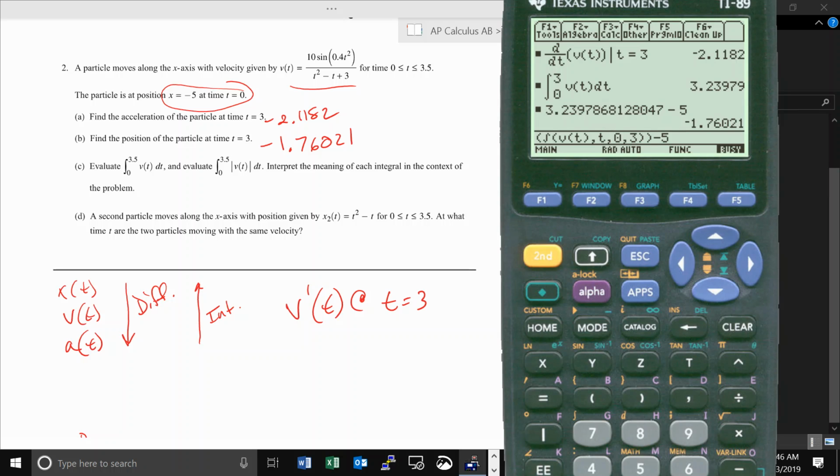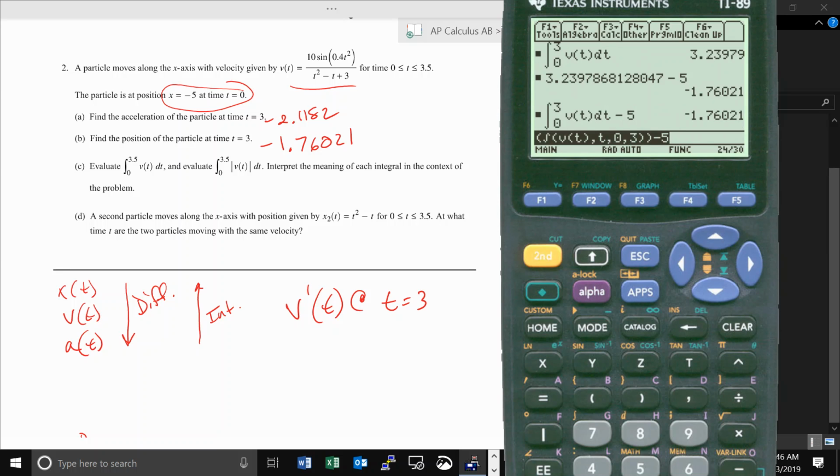So it's the integral between 0 and 3, and then you subtract 5, which is the initial position. See? You get the same thing. Oh, I got 3.23. Oh, I see what you did. Yeah, you get 3.23. That's just the integral. Now just subtract 5, and then you'll get the negative 1.7.